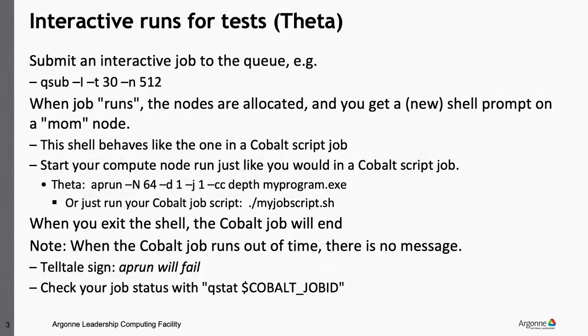So you ask for the capital I, which is for interactive. Time is 30 minutes, as usual, and then the number of nodes. For the workshop here, you would add the queue name, which is the reservation queue. And you probably will need to add your project name as well, -A comp perf workshop, right?